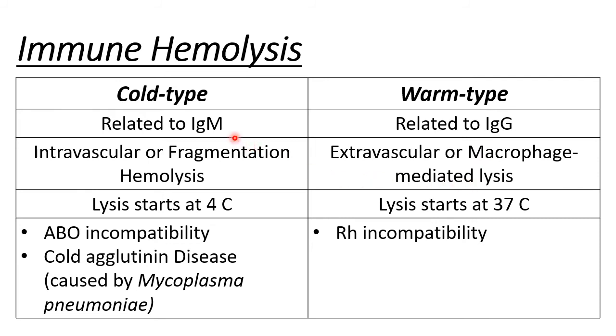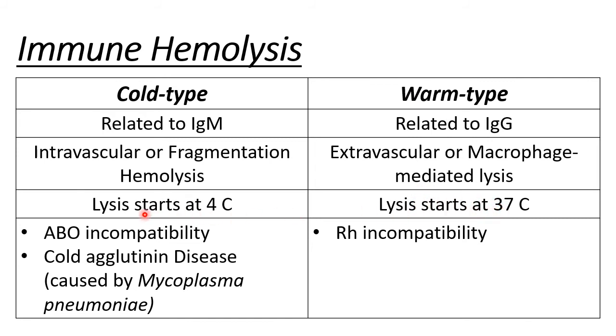Okay. Bakit tinawag na cold type and warm type? The hemolysis will depend on the level of the temperature of the environment. Halimbawa, sa cold type, magsisimula pa lang ang lysis at 4 degrees Celsius. Sa warm type, magsisimula ang lysis at 37 degrees Celsius.